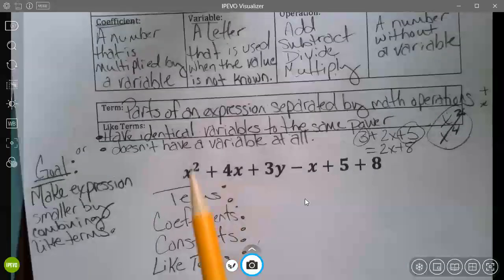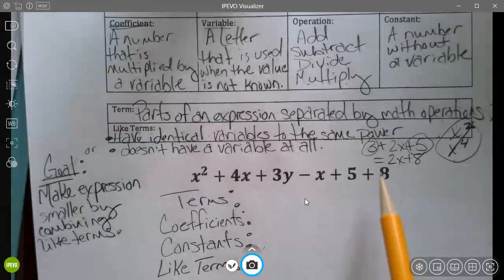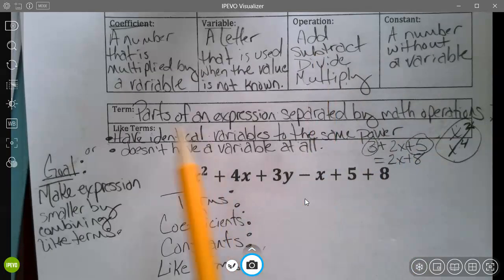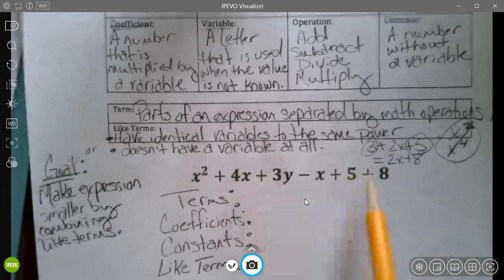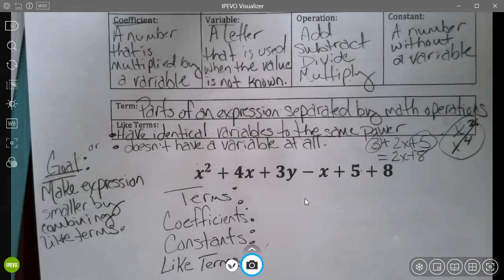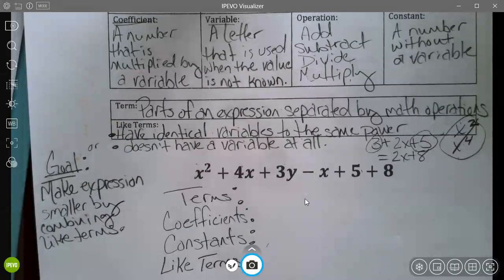For instance, look at this long expression. There is a lot of terms in here. Remember, terms are parts separated by the operations. There's a lot of terms. So we would like to write it where there's fewer terms.